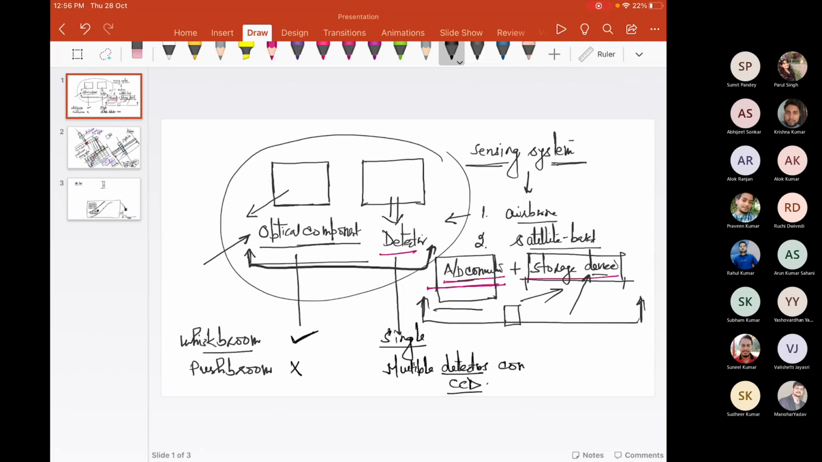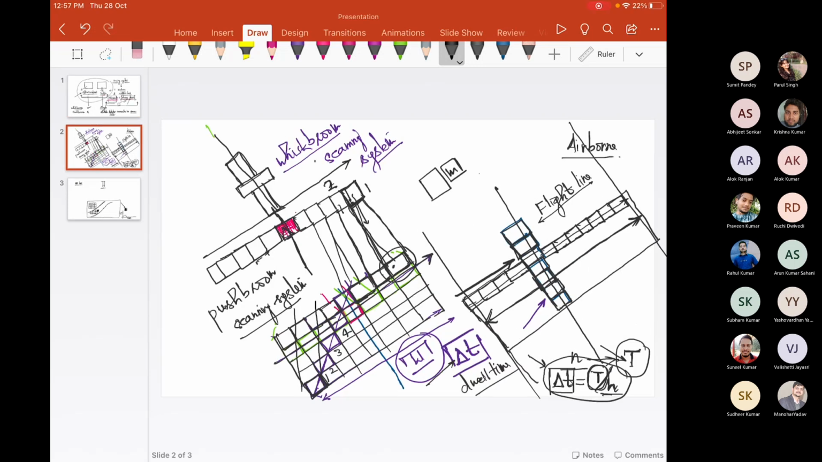It's better to write CCD. Multiple CCDs connected in series. Now we'll see what is the benefit in terms of data quality. That is the most important part. To get a better data quality, how do we define data quality? Data quality we define in terms of certain resolutions.